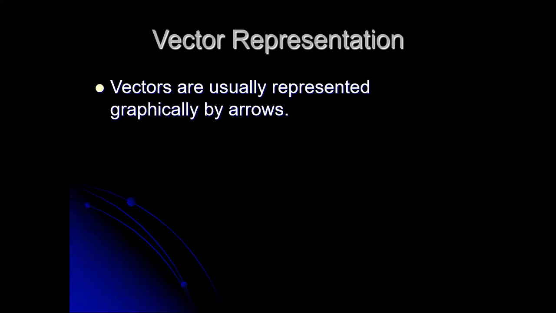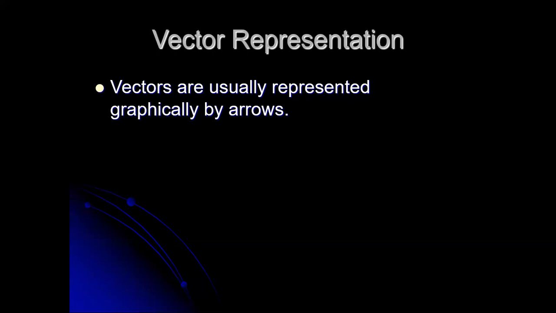How do we write the vector down? Vectors we usually represent graphically by using arrows. An arrow automatically has some information about direction in it, since there is a head and a tail on the arrow.